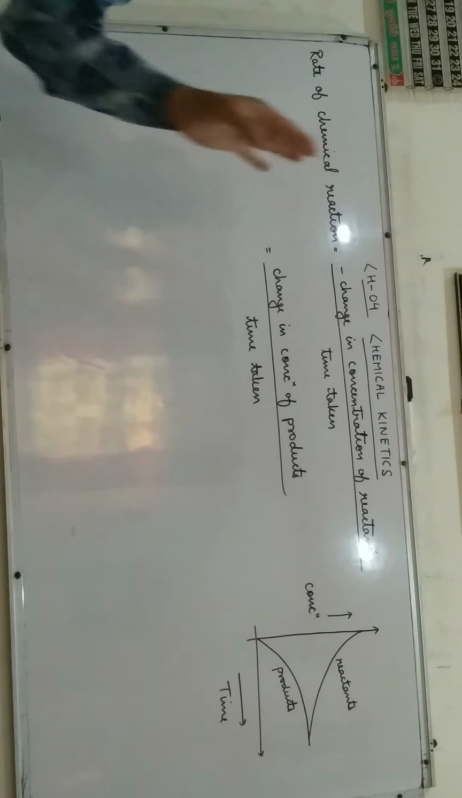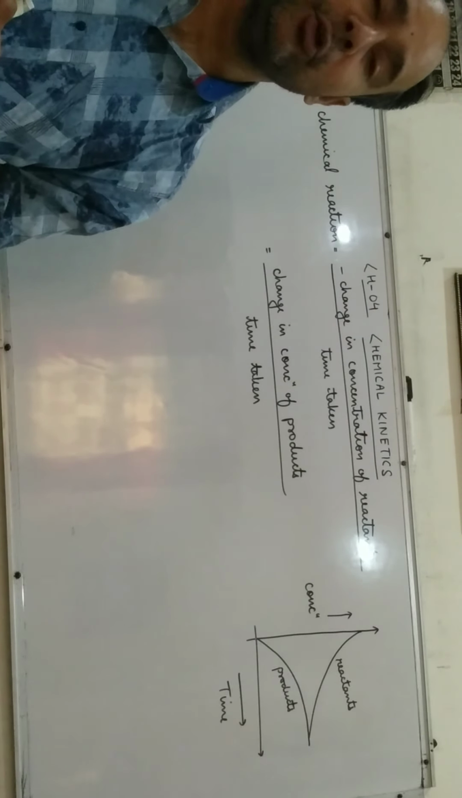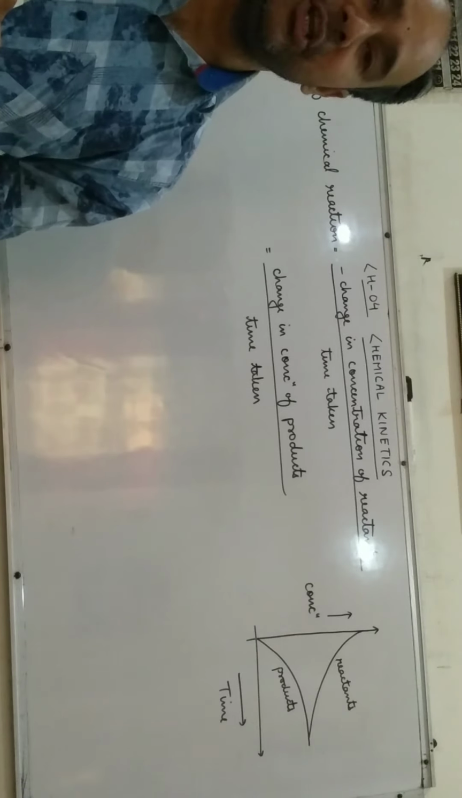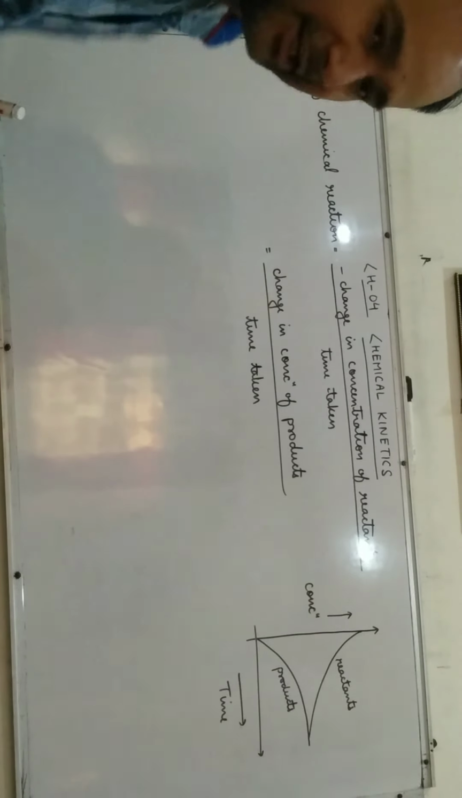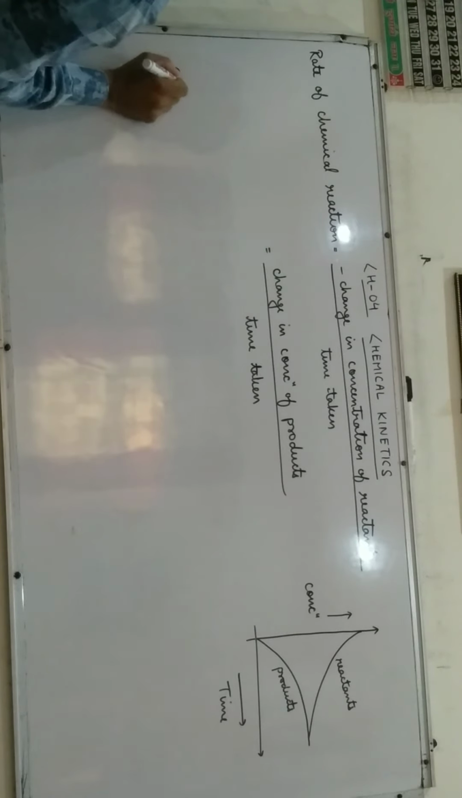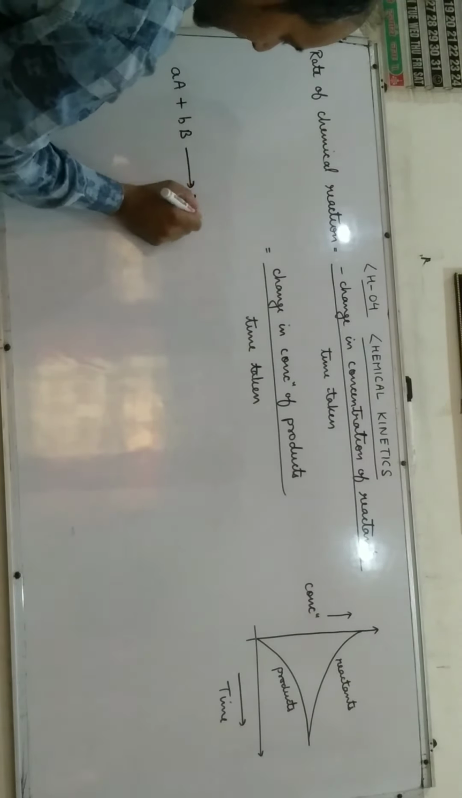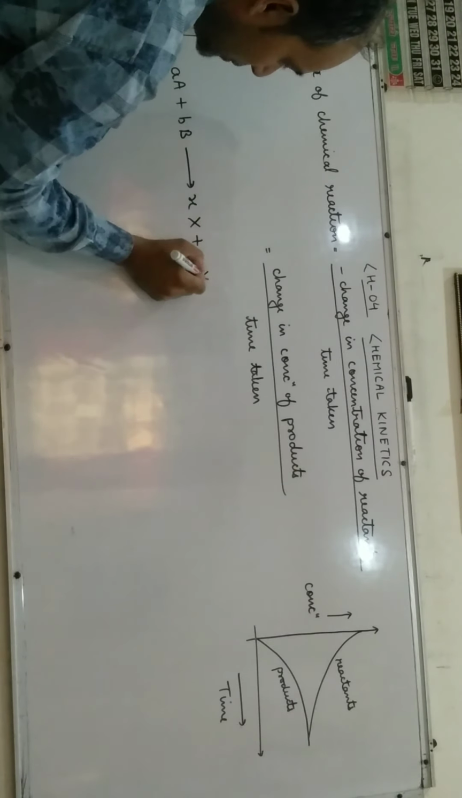I repeat again, rate of chemical reaction is defined as a change in concentration of reactant or product per unit time. SI unit is mole per liter per second. Now suppose we have a reaction: a moles of A when combined with b moles of B produce x moles of X plus y moles of Y.